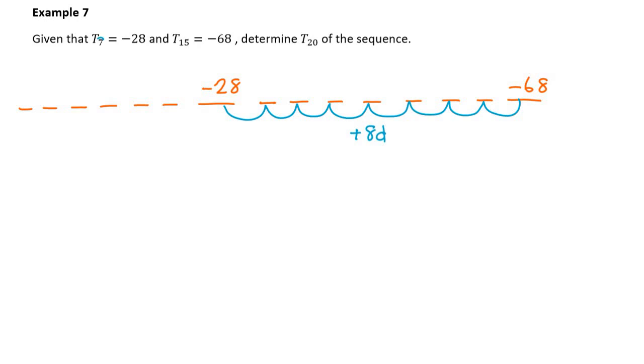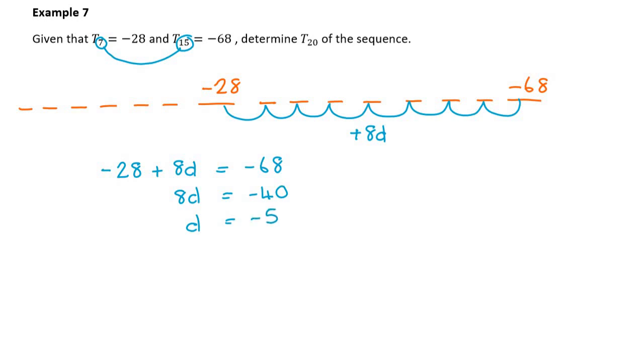Now again, that makes sense because I'm going from position 7 to position 15. So when you start getting good at this, you start now having to not draw the pictures because it's obvious that you're adding 8 differences. So if I make myself a little equation, so negative 28 plus 8 differences is going to get me to negative 68. So I'm assuming d is going to be negative because I'm clearly getting smaller. So if I add 28 to both sides, I get negative 40. And if I divide by 8, I get negative 5. So my difference is negative 5.